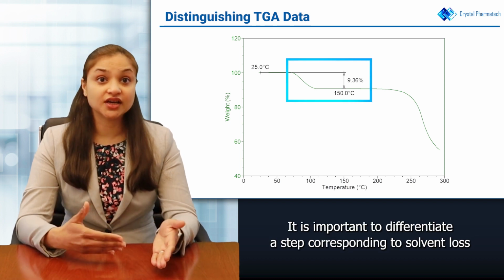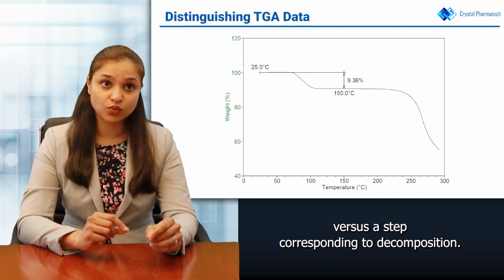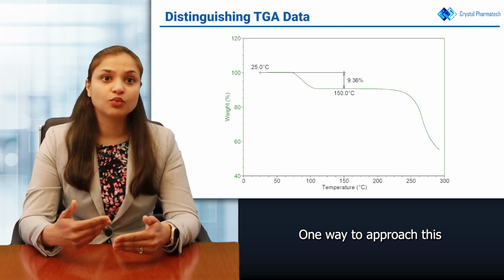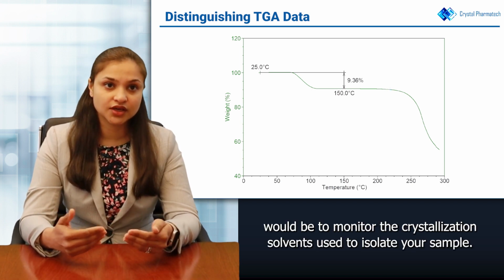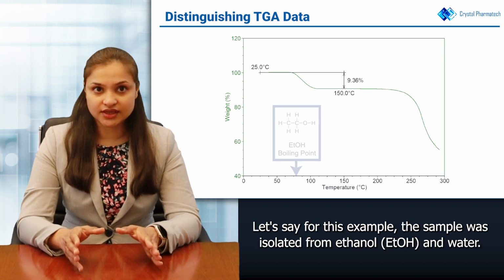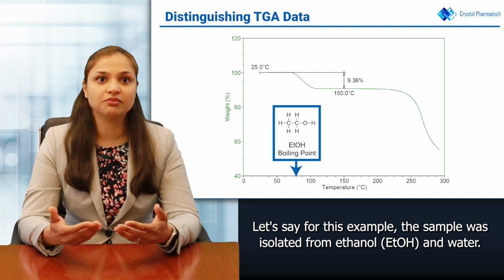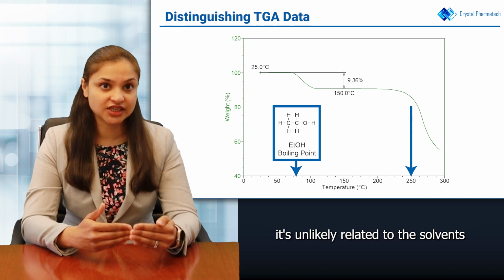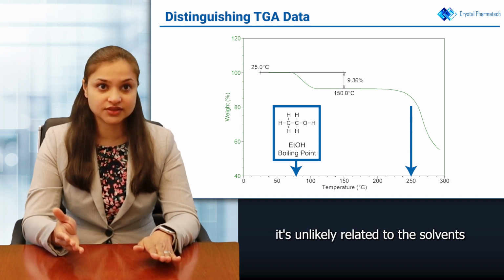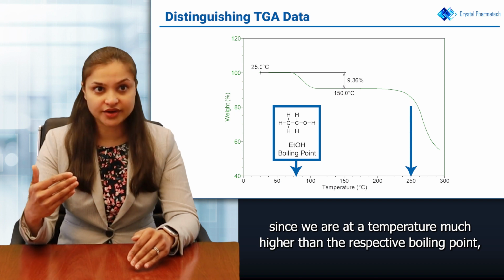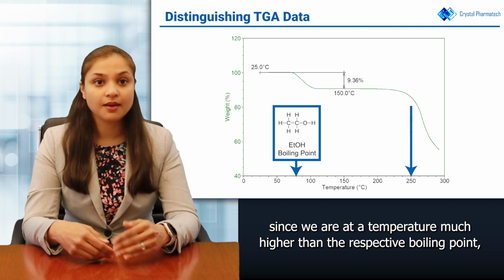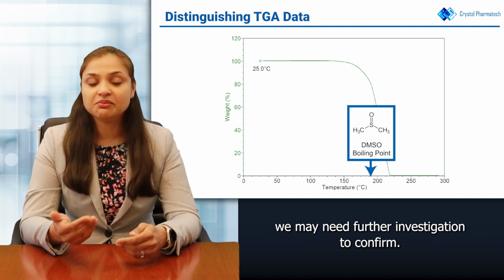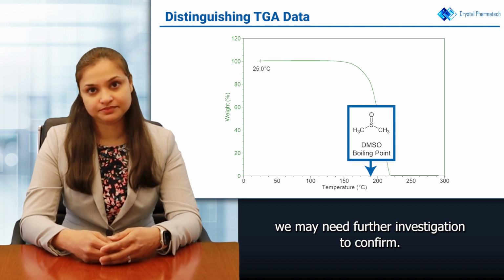It's important to differentiate a step corresponding to solvent loss versus a step corresponding to decomposition. One way to approach this would be to monitor the crystallization solvents used to isolate your sample. Let's say, for this example, the sample was isolated from ethanol and water. If the onset temperature for the step is 250 degrees Celsius, it's unlikely related to the solvents, since we are at a temperature much higher than their respective boiling points. But if you're working with a high boiling solvent, such as DMSO, we may need further investigation to confirm.